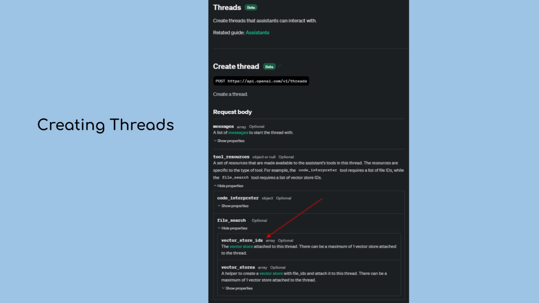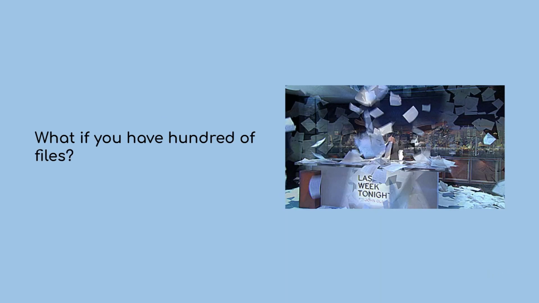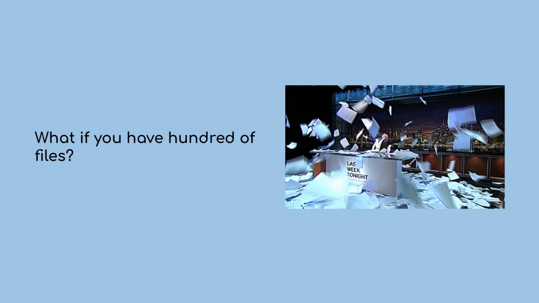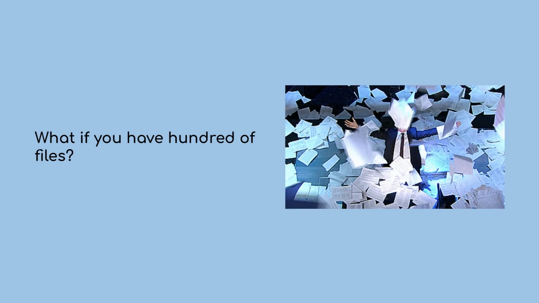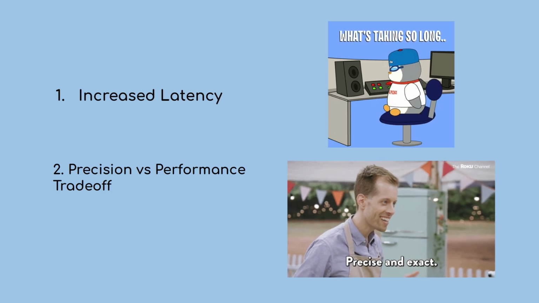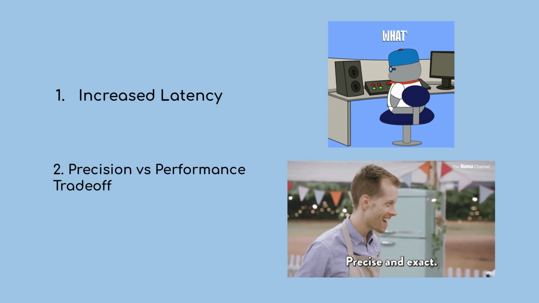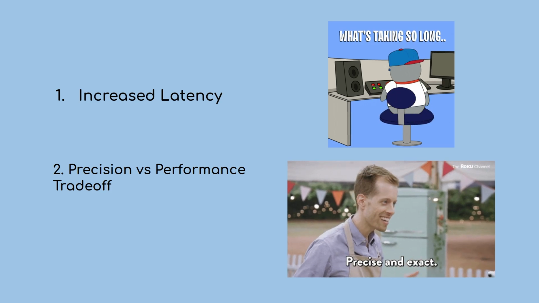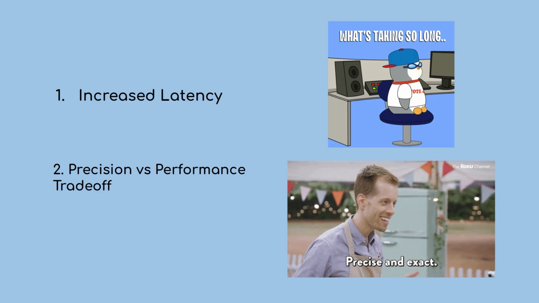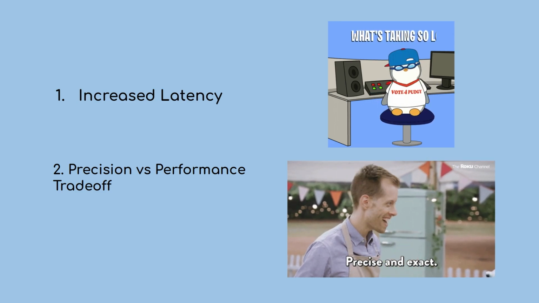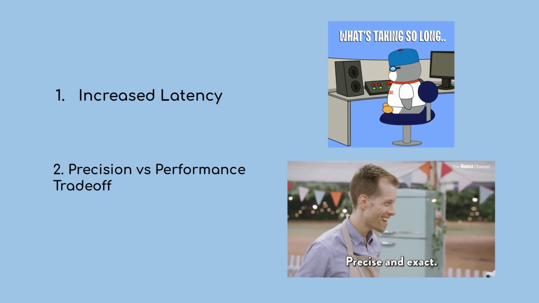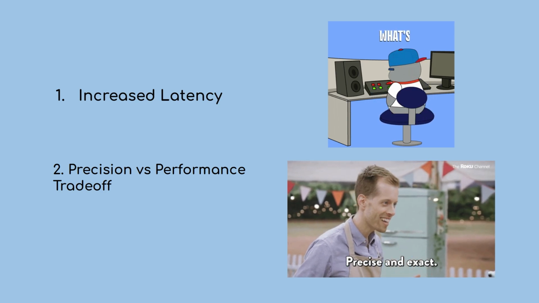So what if you have hundreds of thousands of files? You need to cram them into 1 or 2 vector stores. As these vector stores grow, you might encounter increased latency. By increased latency, I mean the larger the vector store, the longer the search and retrieval times, because more data has to be processed. And the second one would be the precision versus performance trade-off. You might have to choose between the accuracy of your results and the speed of the retrieval. These issues can significantly hamper the performance of your assistant.